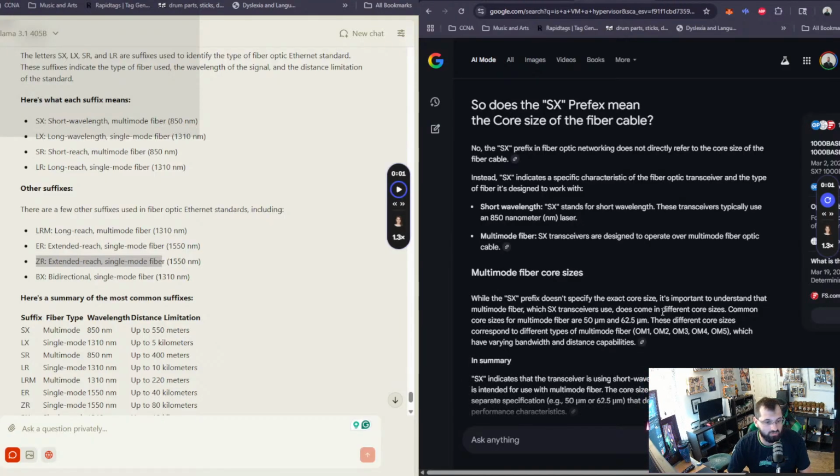No, the SX prefix in fiber optic networking does not directly refer to the core size of the fiber cable. Instead, SX indicates specific characteristics of the fiber optic transceiver and the type of fiber it's designed to work with. Short wavelength, SX stands for short wavelength. These transceivers typically use 850 nanometer lasers. Multi-mode fiber, SX.